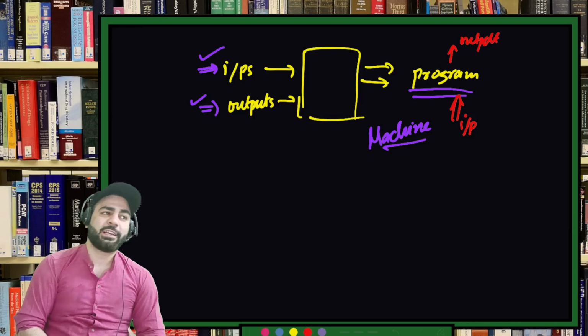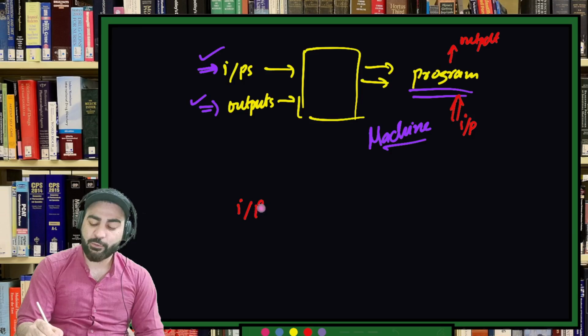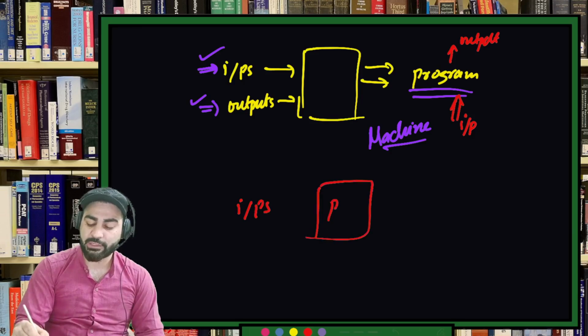So if you just compare with traditional programming, in traditional programming we basically had these inputs and we wrote the program. So that was our program, this. And then it was giving us the output.